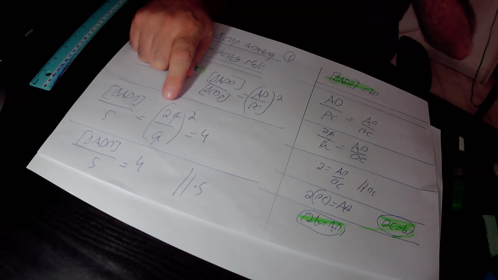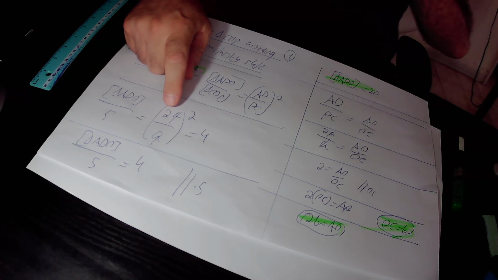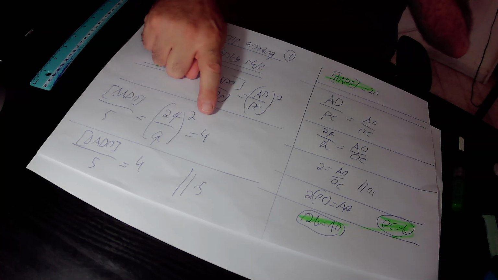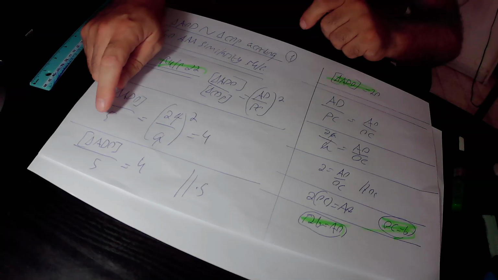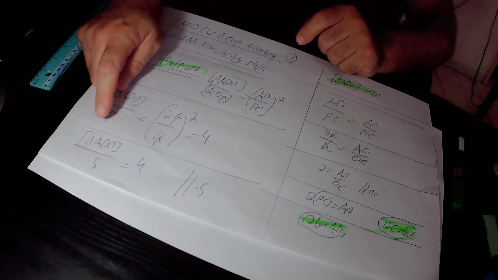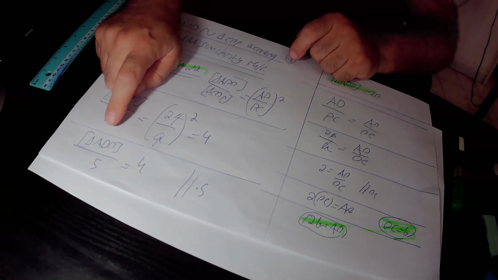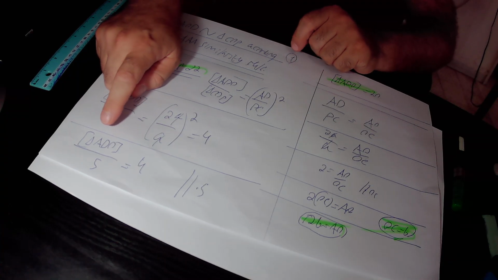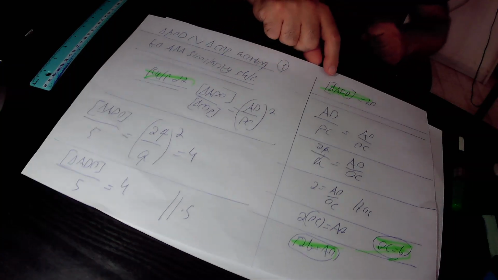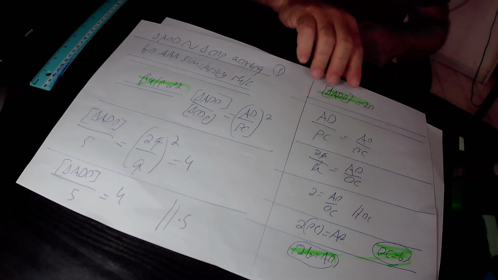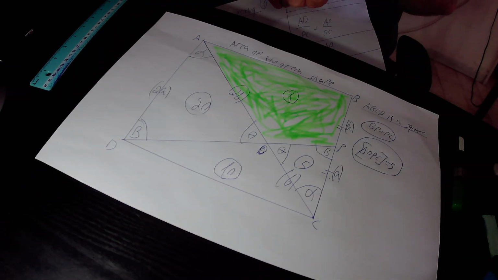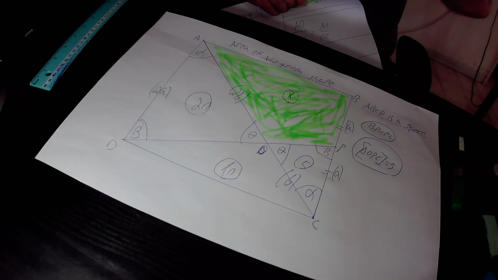We have A in the numerator and A in the denominator, so A will get cancelled. We have only 2 squared, that is 4. So in total, the area of the big triangle ADO over 5 equals 4. Here we multiply this equation by 5 and find that the area of the big triangle ADO equals 5 times 4, that is 20. So we found out that the area of this big triangle ADO is 20 square units.